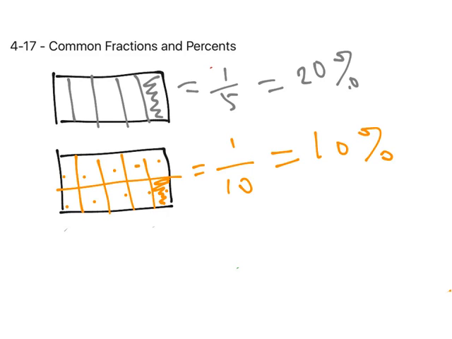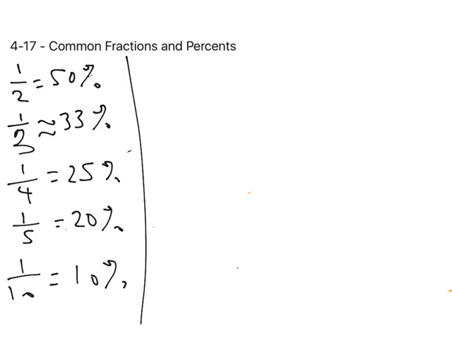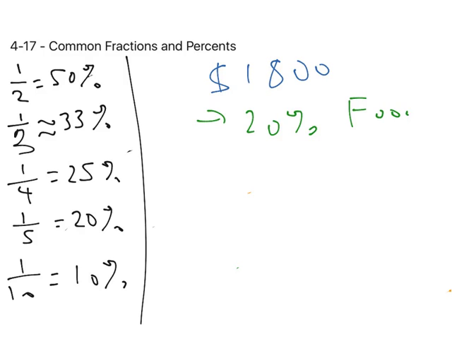How is this useful? Well, here's some examples. Let's say that somebody has a budget of $1,800 a month, and we know that they spend 20% of the budget on food. That's quite a bit. Well, how much is that? Well, 20% of 1,800. We could do 1,800 divided by 100 for the percent times 20. That works. Or we can just realize that 20% is 1/5. So it's really just 1,800 divided by 5.